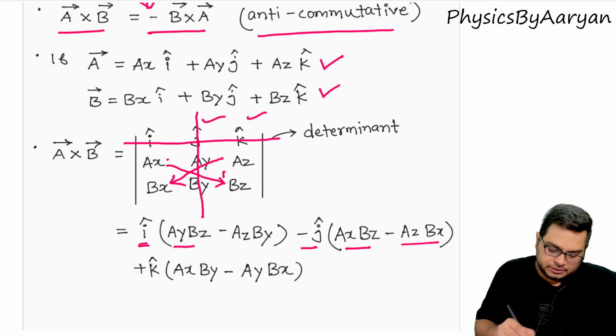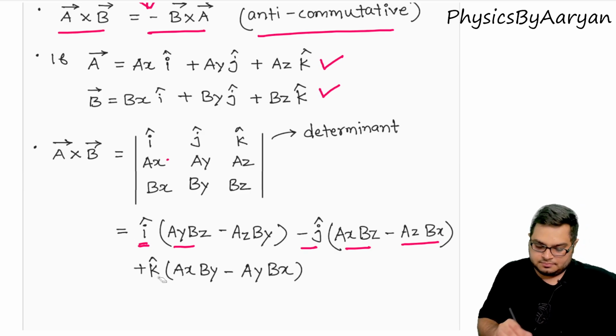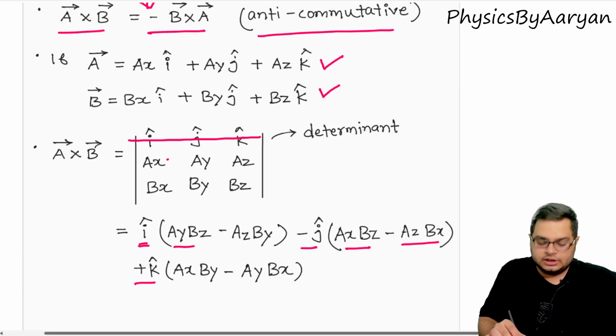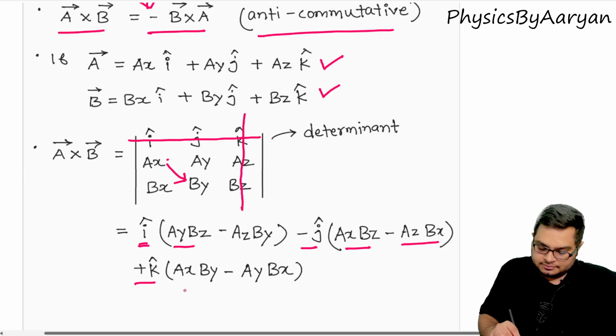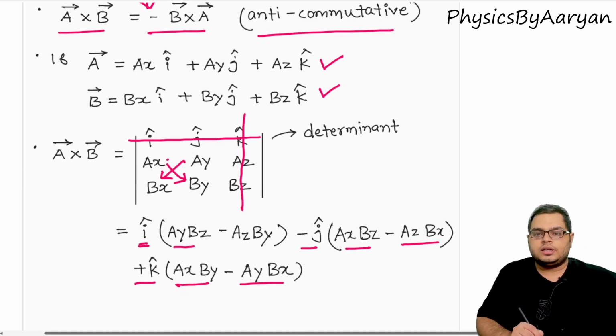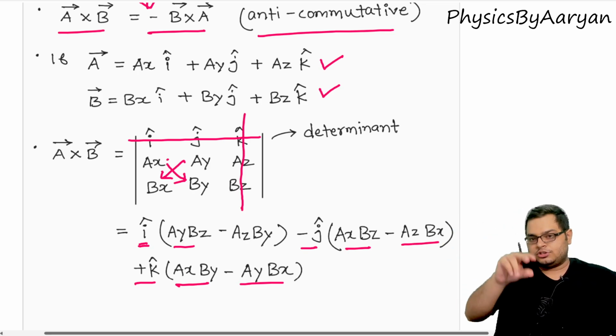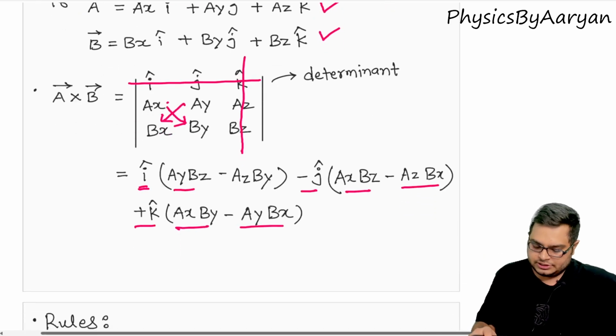Then for your third term, let me again remove this. For the third term, you write plus k cap. Then you cancel out the row of the k cap, and then you cancel out the column of the k cap. And then you multiply ax with by, and then ay with bx, ax by minus ay bx. So this will give you three components: x component, y component, and z component, and that is how you find a determinant. I hope most of you already knew that, because that is a very basic thing that we do in class 11, 12. But fine, it's good to revise everything.